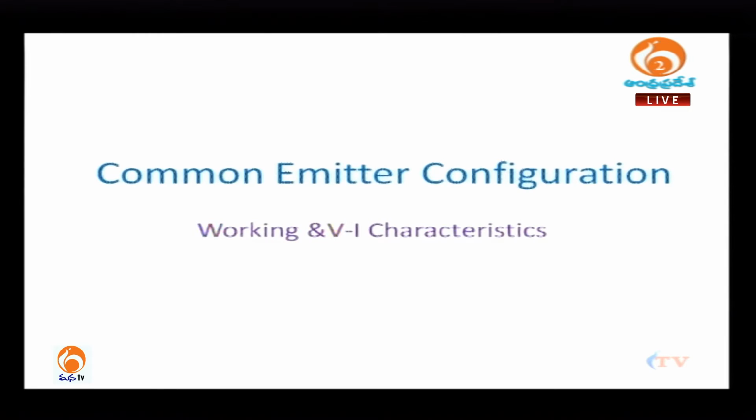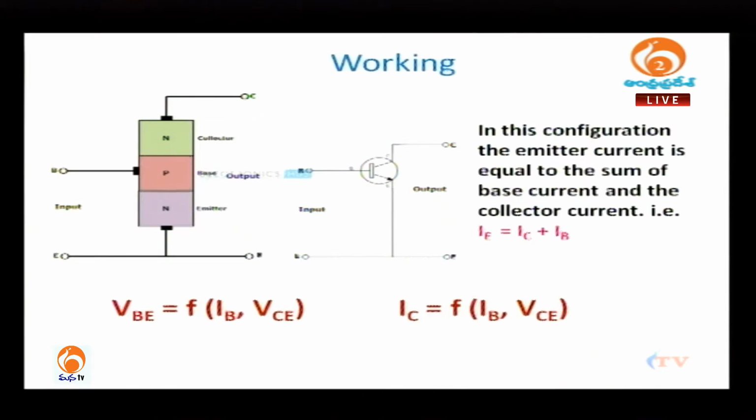Now, next coming to common emitter configuration. Common emitter configuration is the most important configuration here. Why? Because we make use of common emitter configuration in all our applications as amplifier, etc. Now, let us see the circuit diagram. Here we see that we have an NPN transistor. In this NPN transistor, the N type emitter has been made common to both input as well as output. The input is taken between emitter and base, and the output is taken between collector and emitter.